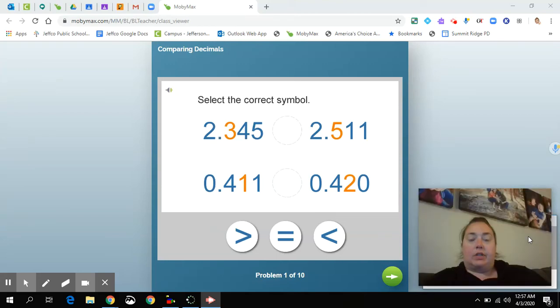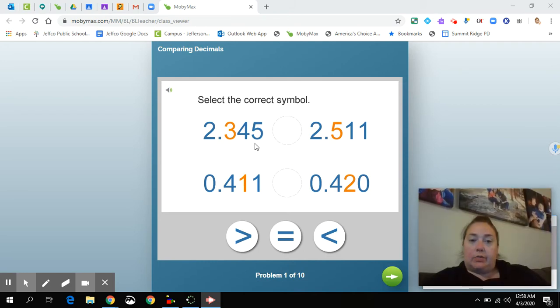Hey guys, I just wanted to give you a quick review lesson on how to compare decimals because some of you are struggling with the Navigator sessions and some of the MobyMax assignments, and so I wanted to just jump on real quick and talk you through how to do these types of problems.